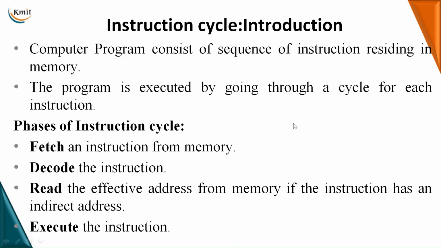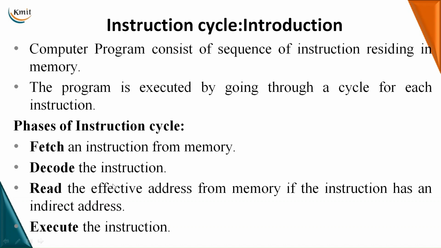Coming to the phases of an instruction cycle, it is divided into four phases: fetch, decode, read the effective address, and execute. In the fetch phase, the particular instruction is fetched from the memory. In the decode phase, the instruction is decoded in order to identify what type of instruction it is, whether it is a memory reference instruction, a register reference, or input output. So the particular instruction is decoded in the decode stage.